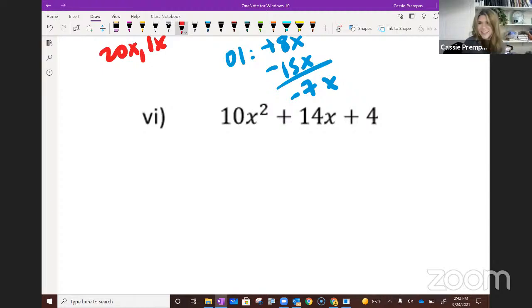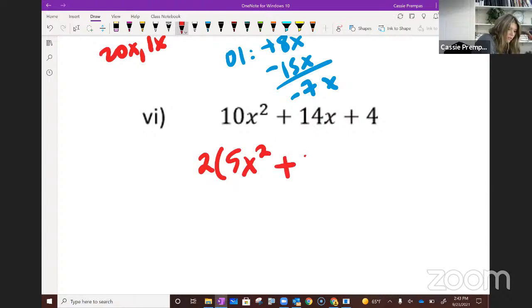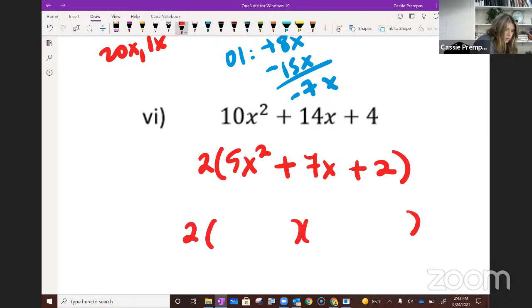Olivia, I'm going to take out a 2 because I see the GCF. And then I would have 5x squared plus 7x plus 2. And then I break it down. The last term is positive.